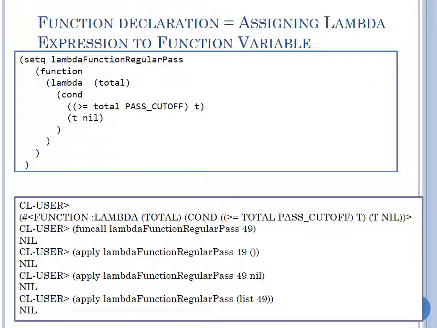But here's another way to do it. Rather than putting the quote symbol, I can put the word function there, which says that's a function, don't evaluate it immediately. And then the call is a little easier. I can say apply lambda function regular pass 49. Yeah, I have to put that extra piece of code there. This is a detail you don't need to care about, but just to let you know that there is an alternative to quotes.